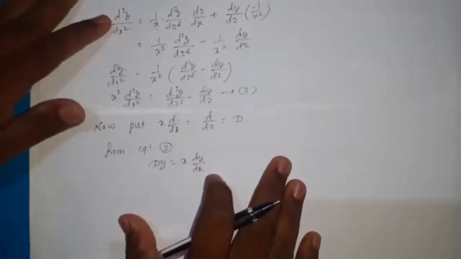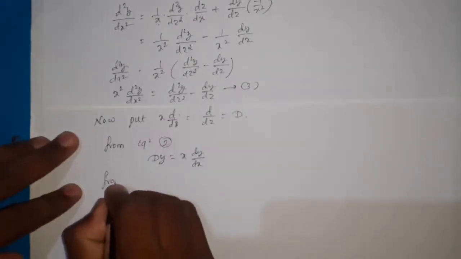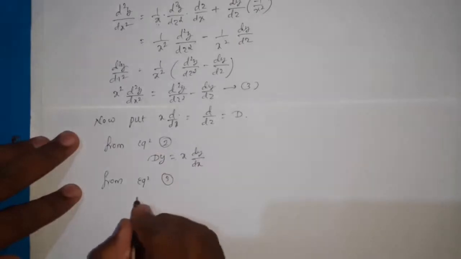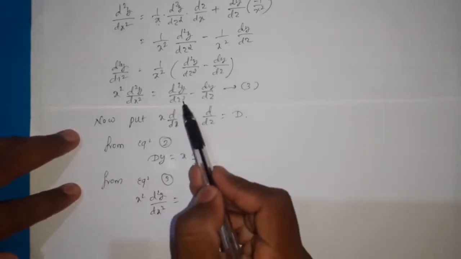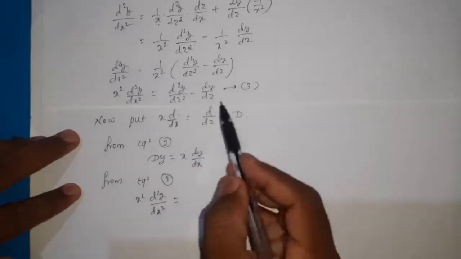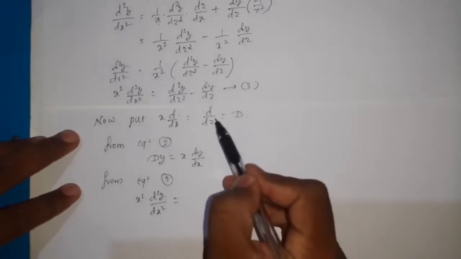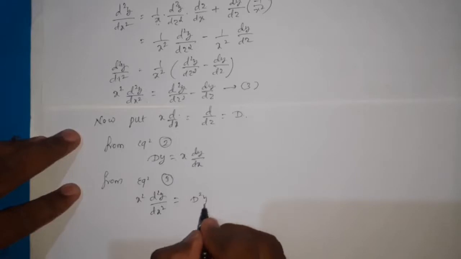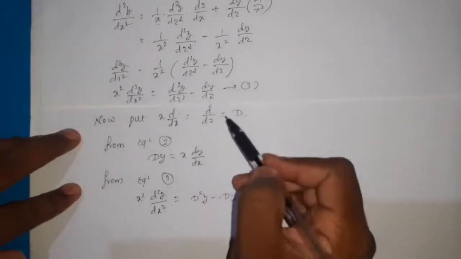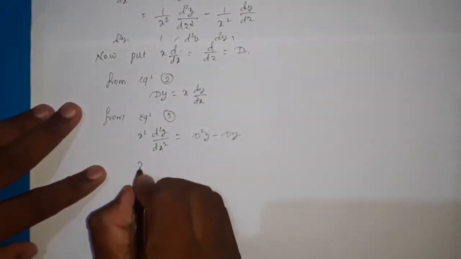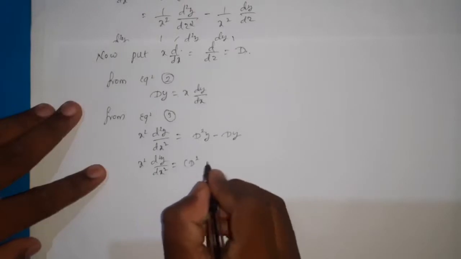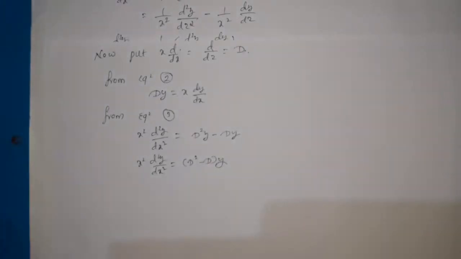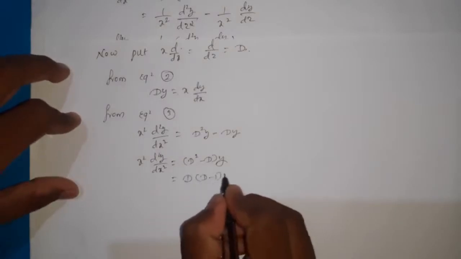And from the third equation, so here this is equation 3. From equation 3, x square into d square y by dx square, here d square y by dz square is nothing but capital D square, because d by dz equal to capital D, then d square by dz square equal to capital D square. So therefore it is D square y minus Dy. Simplifying, x square d square y by dx square is equal to D square minus D into y, because we have taken y in common. Then by taking D common, D into D minus 1 into y.